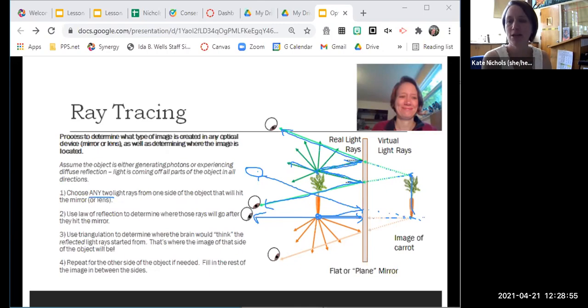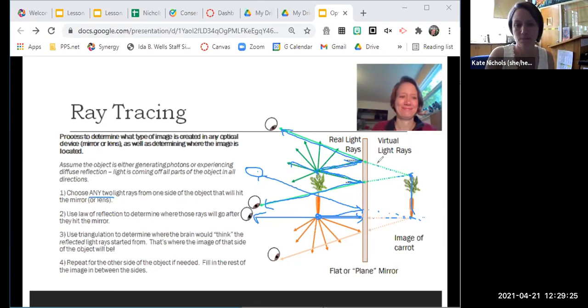You want to be fast at ray tracing, because I actually use ray tracing to find answers quickly, because ray tracing can tell you lots of things. It can tell you upright or inverted. It can tell you magnified versus shrunk. It can tell you virtual versus real quicker than for me using that equation, especially if I'm not given values, right? If I just have a rough location, I just draw it roughly and I sketch it out really fast and get my answer.